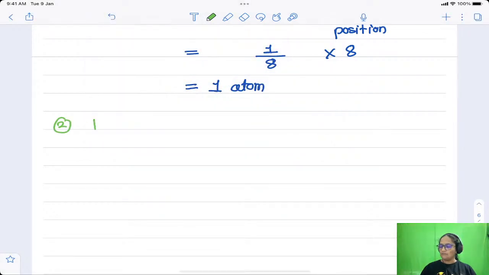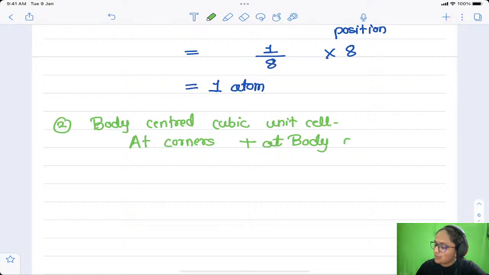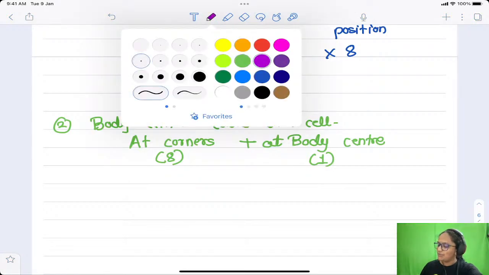Then second, we will discuss the body centered cubic unit cell, BCC. For BCC, atoms are present at the corners, as well as at the body center. How many atoms are present at the corners? 8 atoms. How many are present at the body center? 1 atom. So let us find out the number of atoms per unit cell.